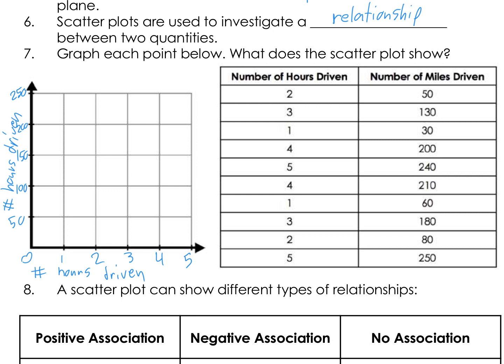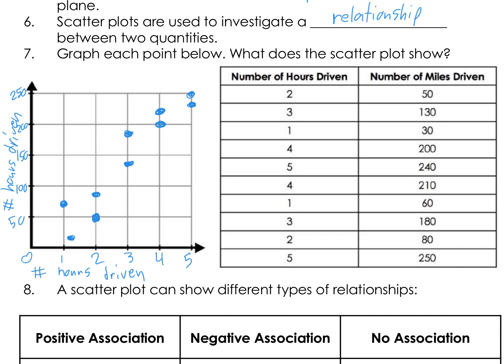Now let's try plotting some points. First we have 2, 50, so we're going to go right 2 and up to 50. Then we have 3, 130. 130 is a little bit closer to 150 than 100, and so on. This is what the complete graph looks like.